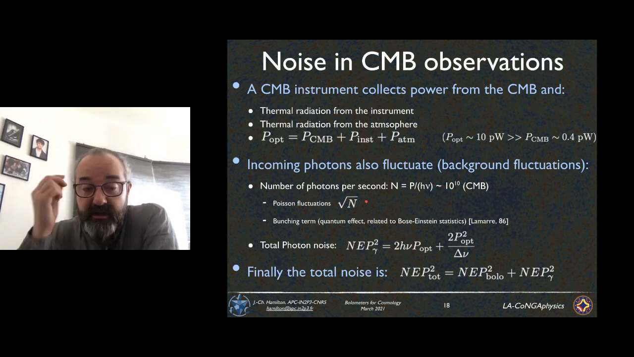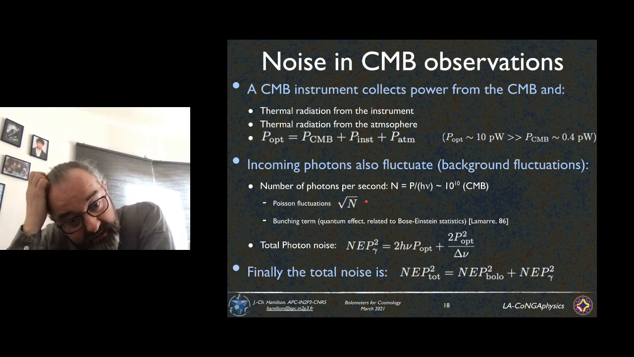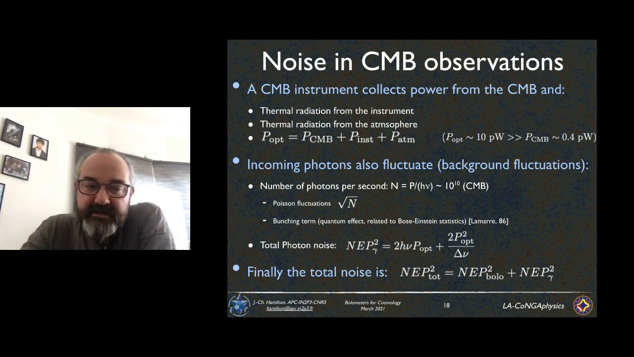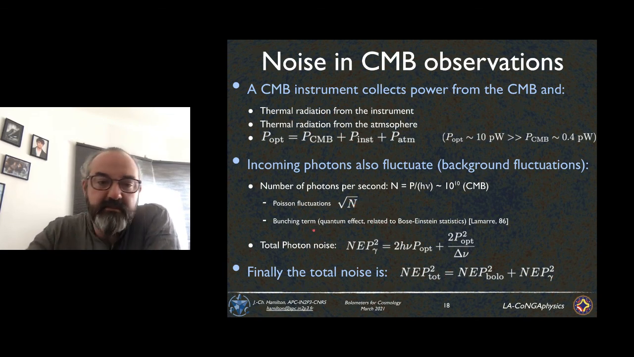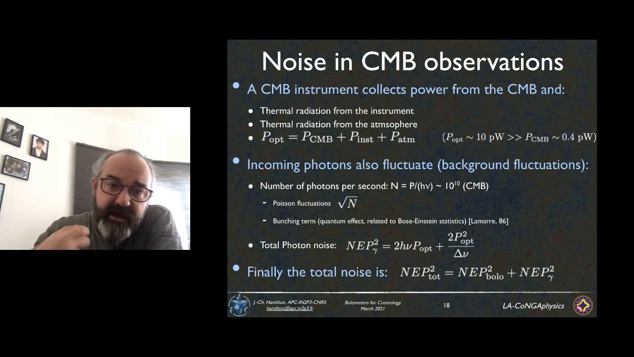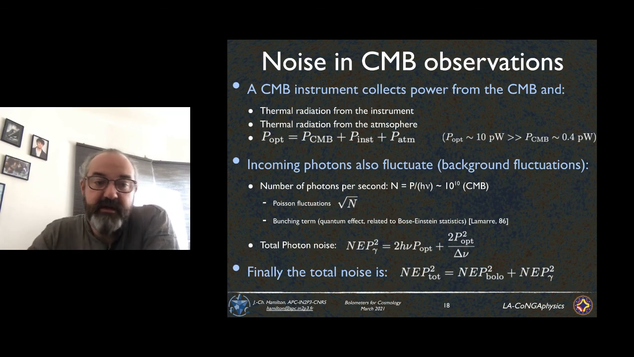So there are two intrinsic fluctuations of this signal. First, the Poisson fluctuation of the number of photons that you receive per second. This goes like square root n. And there's a second term, which is called the bunching term, which is some quantum effect related to the Bose-Einstein statistics, the fact that photons come by groups, bunch. And at the end of the day, the total photon noise is the quadratic sum of these two terms, which you can see here and which we will not discuss in detail.